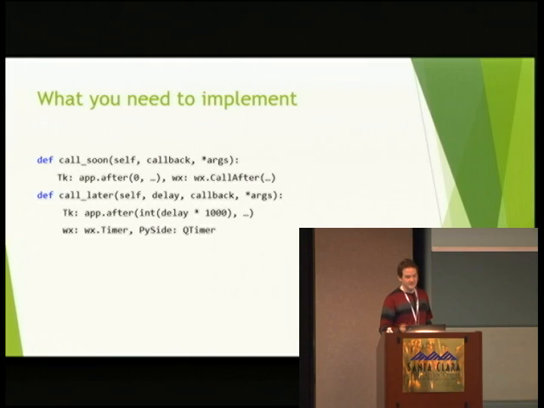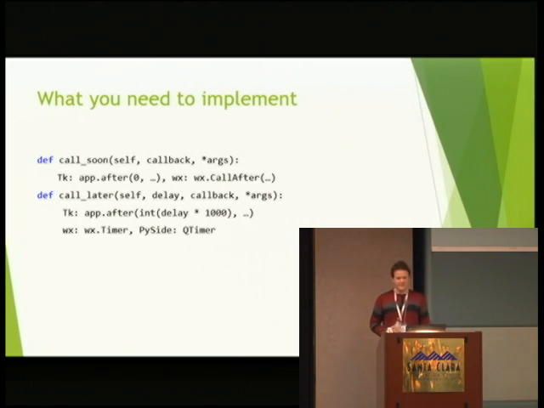And then the two final APIs are call soon and call later. This is to post work back into the GUI's event loop. Call soon just means run me as soon as possible, right? And so it's just sending a message to the event loop. And in TK, you can do that with a delay pretty naturally. And you just pass in a callable. In WX, there's a CallAfter method, which schedules the work on the UI thread.